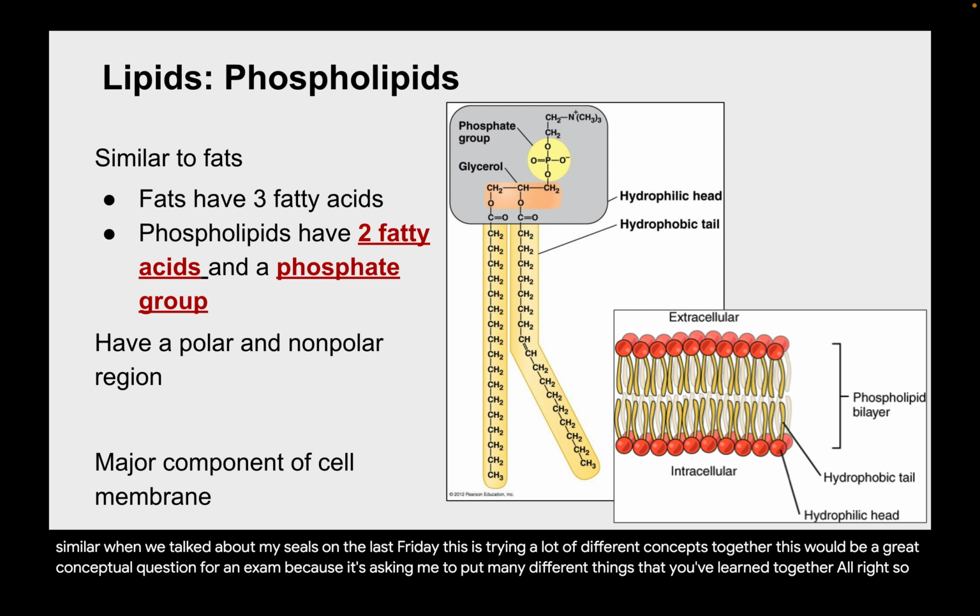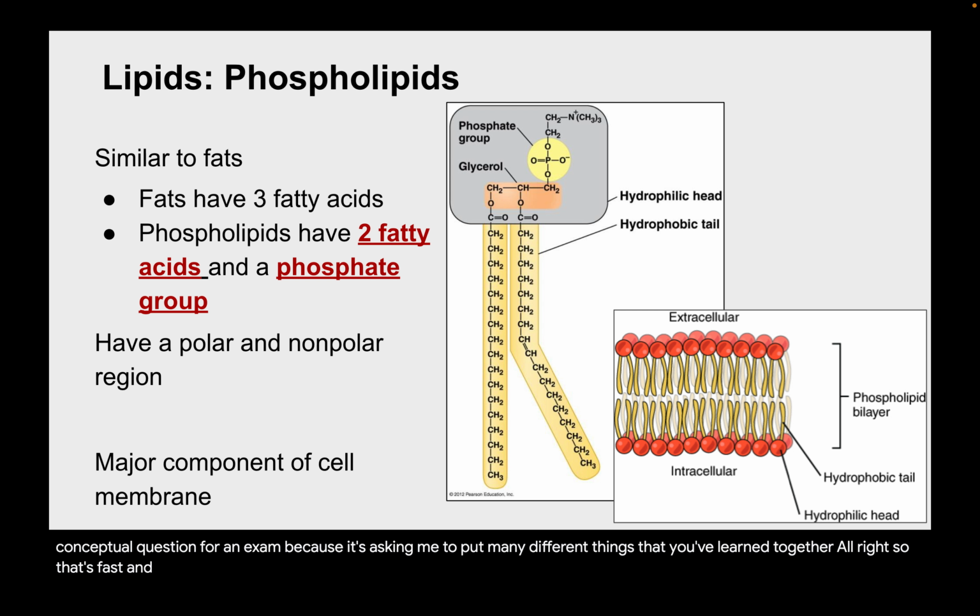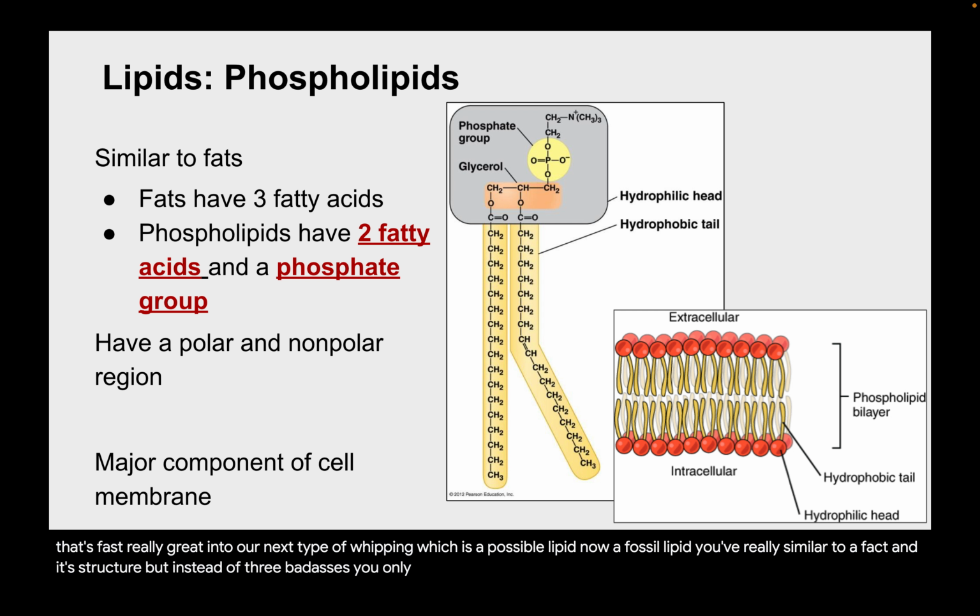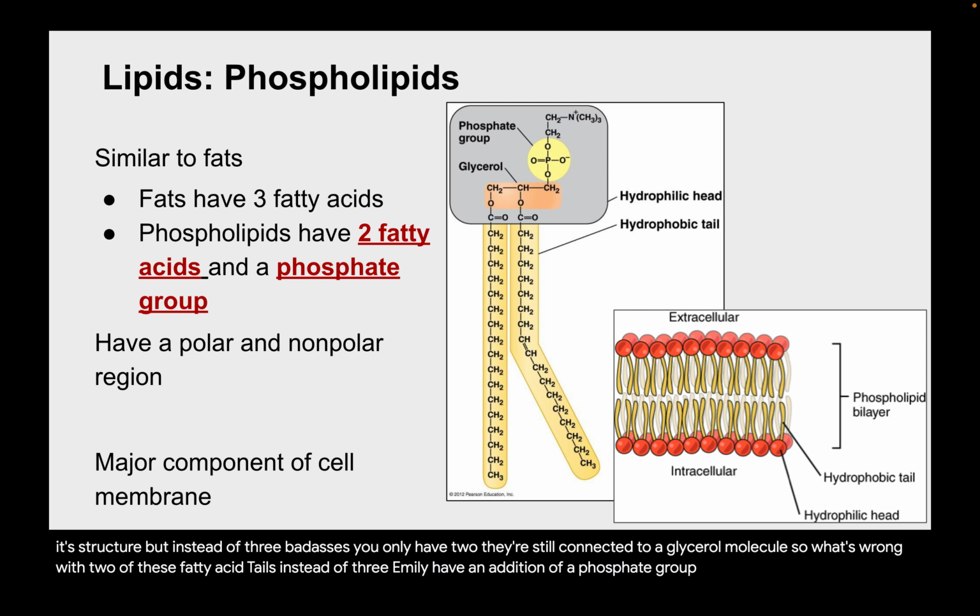So that's fats. And that question leads really great into our next type of lipid, which is a phospholipid. A phospholipid is really similar to a fat in its structure, but instead of 3 fatty acids, we only have 2. They're still connected to a glycerol molecule. So a glycerol with 2 of these fatty acid tails instead of 3. And they have an addition of a phosphate group on the other side of the glycerol.